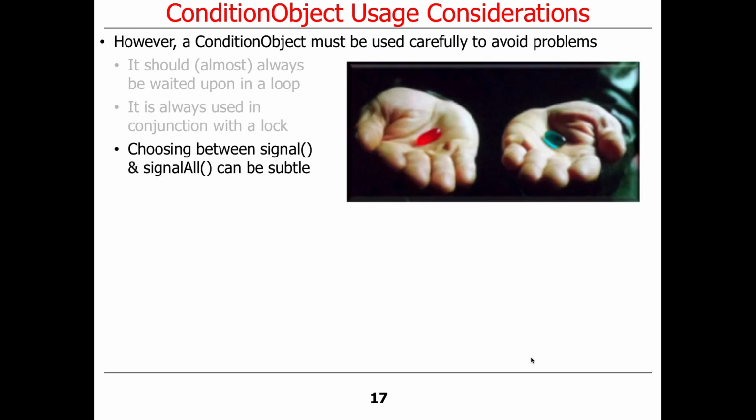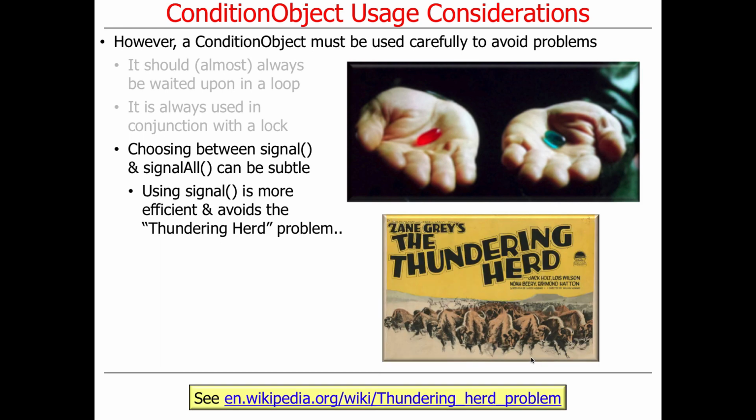Another subtlety is choosing between signal and signal all. Now I mentioned before for the built-in monitor objects that come out of the box with Java, the choice is often use signal or use notify all the time, which is a sad thing because you have thundering herd problems. But when you have a condition object, you get a choice. But with everything in life, when you have a choice, you have to know how to make an informed choice. And as a general rule of thumb, you should try to use signal rather than signal all because it's more efficient and it avoids the thundering herd problem.